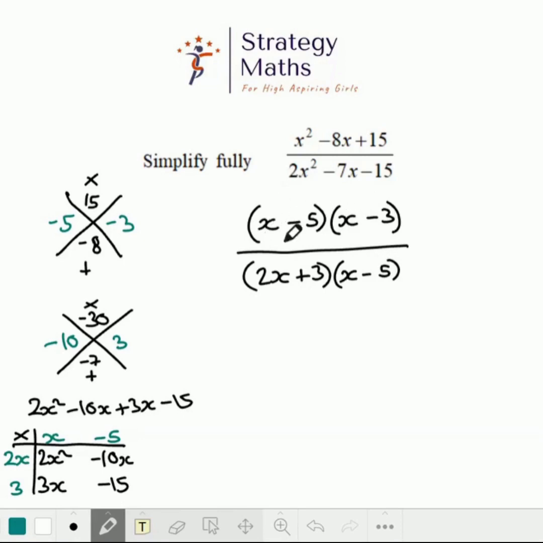And we can see that on the numerator, we've got a factor of x minus 5, and on the denominator, we have a factor of x minus 5. So we can simplify those. So we get x minus 3 over 2x plus 3. We cannot factorize the numerator or the denominator, and therefore we know that we have got our final answer and it cannot be simplified anymore. So x minus 3 over 2x plus 3.